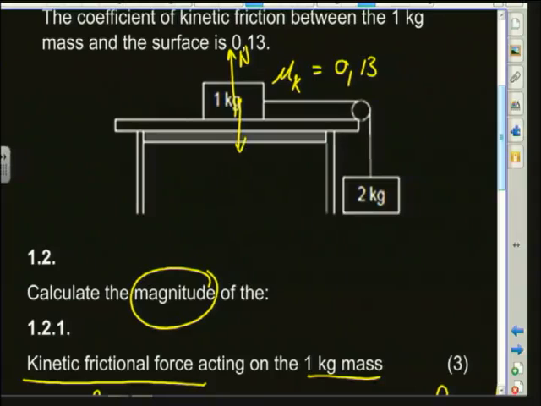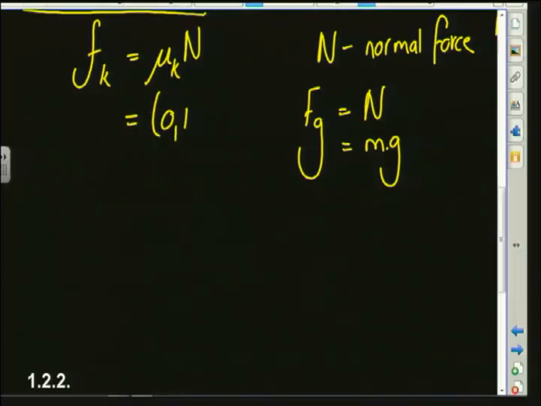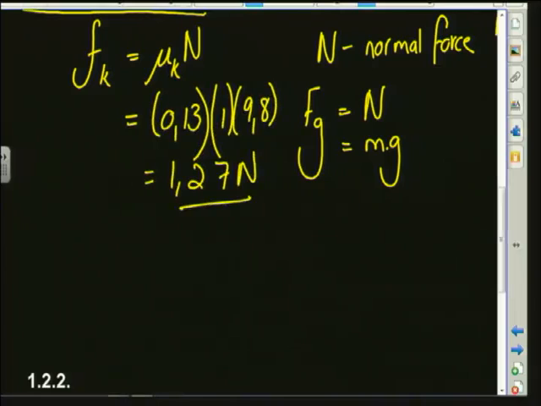So your normal force is equal to the weight of the object, okay? So my normal force in this case is equal to my weight. And remember, to calculate weight, we're going to do mass times gravity, which is 9,8. That means this is a straight substitution. So we're going to have 0,13. My normal force is the 1 times 9,8, and that gives me 1,27 newtons, okay?